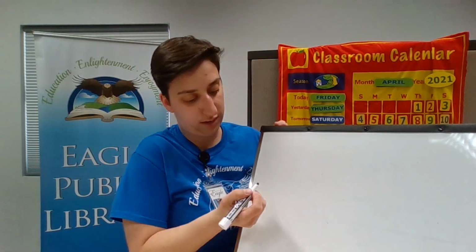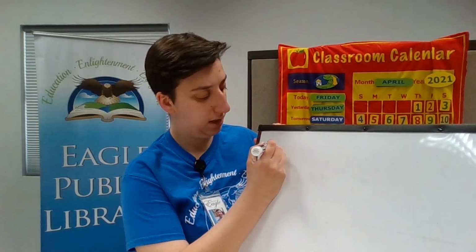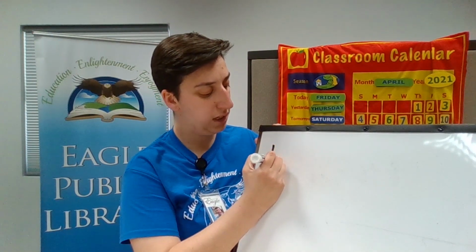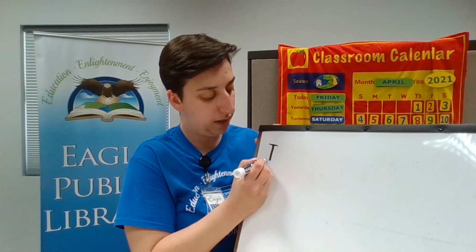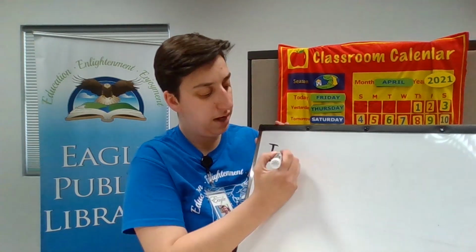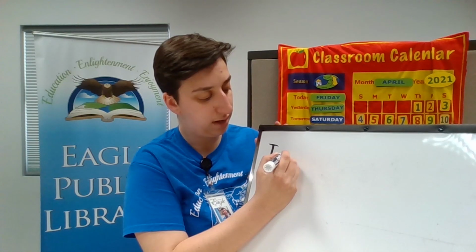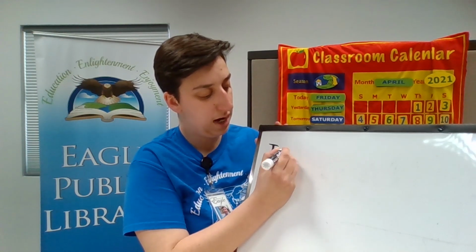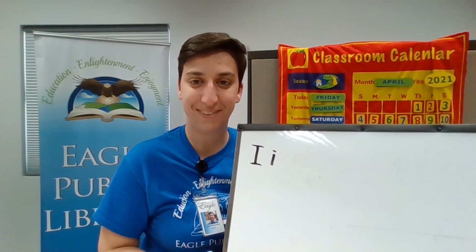So I'm going to show you how to write your capital I and your lowercase I. All right? So our capital I is one long line and two small lines across it. And then your little I, or your lowercase I, is just one line and then a dot on the top. How cute those are. I like it.